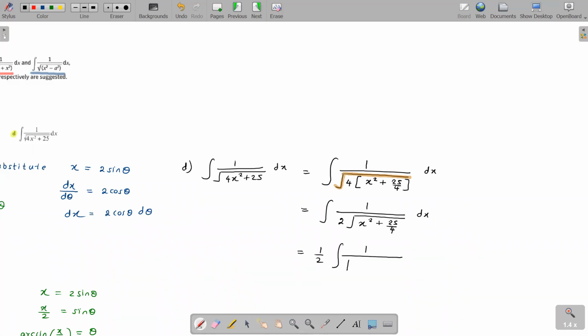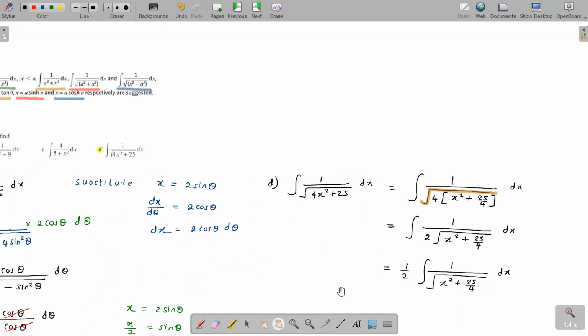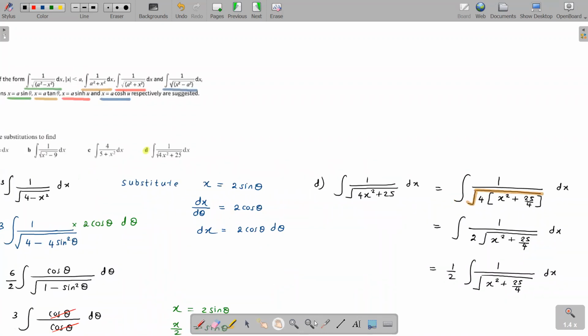Integration of 1 over root x square plus 25 over 4. Okay, so now let's look at these rules. Have a look at the rules again. Which rule should I use here? 1 over x square plus a square, right? Which one? The third one. The one I have outlined in red. So the one I have outlined in red is if you have root a square plus x square. You see we have a plus mark. So we have to use what? X equals a sinh u.